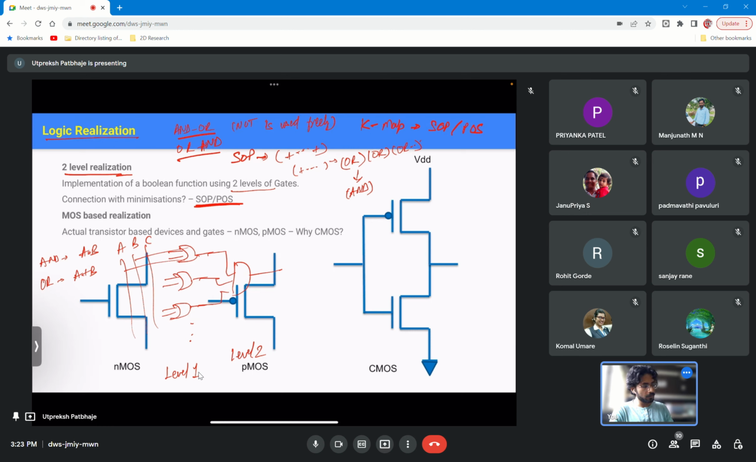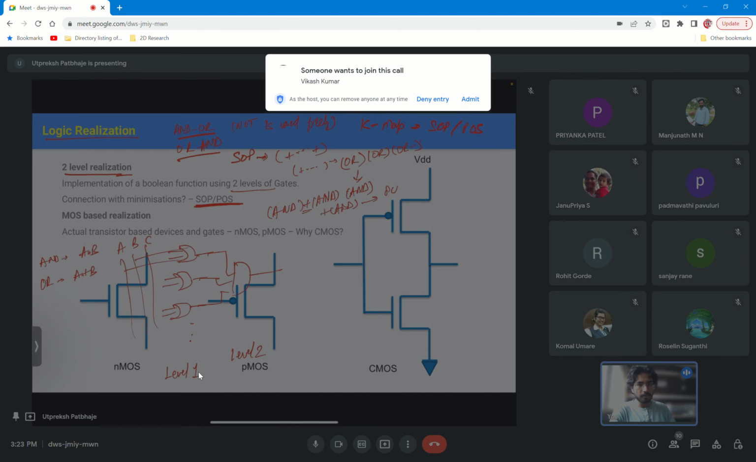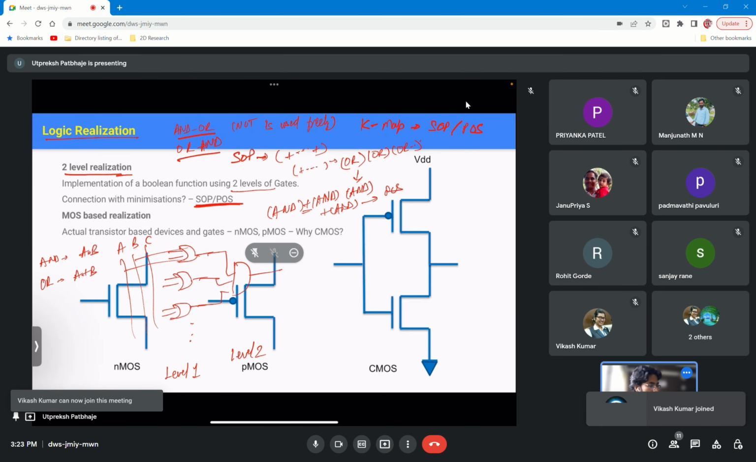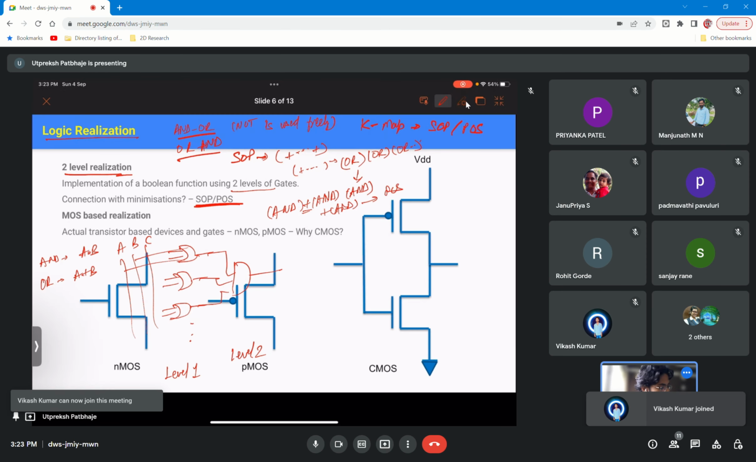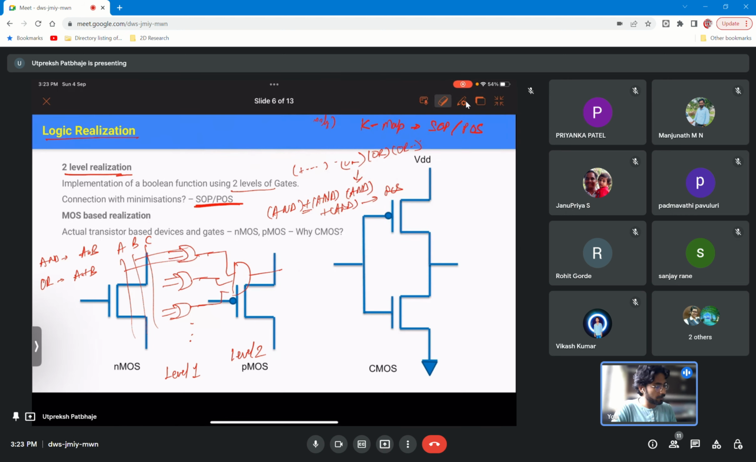Similarly, POS can be implemented using AND and OR, as I have discussed. So a combination of ANDs, and this plus denotes the final OR gate. So there will be a combination of ANDs, and this all will be giving a POS form, product of sums. That is the reason why you have to be aware of two-level realization.